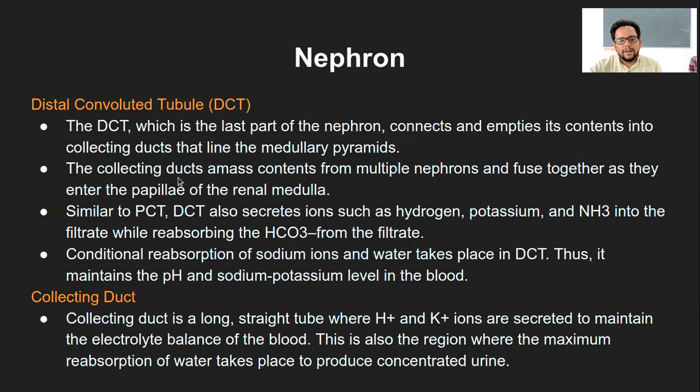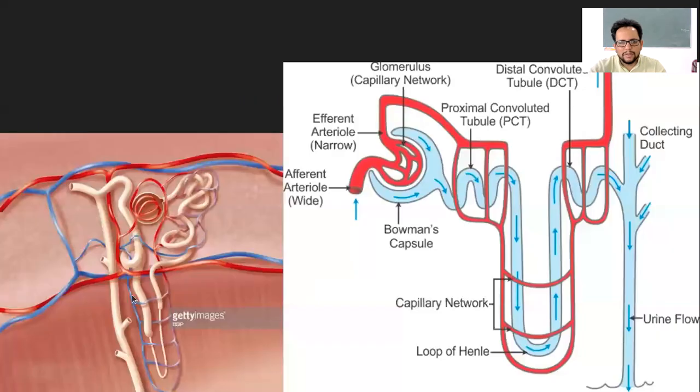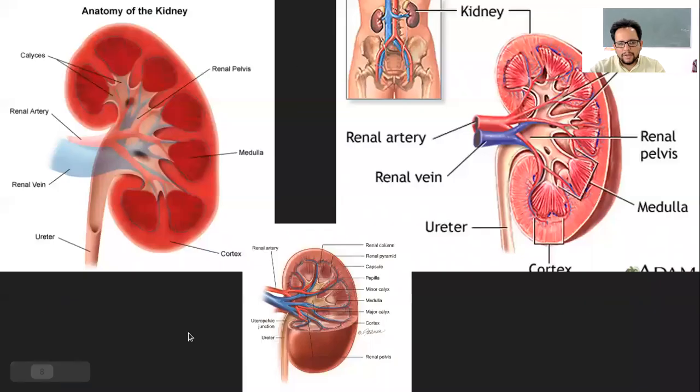So the collecting duct contents from the different nephrons will fuse together as they enter the papillae of the renal medulla. So I will have to go to this diagram. This is the part of the DCT, whatever is higher in diameter here, which is connecting to this collecting duct. So all of this content will be entering into the collecting duct from the DCT, and from there it will be kind of here.